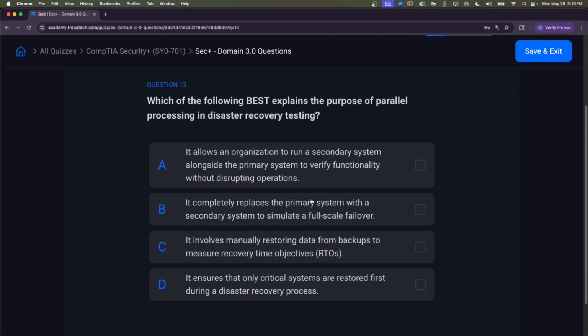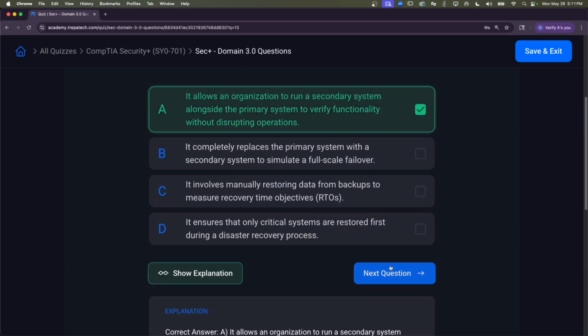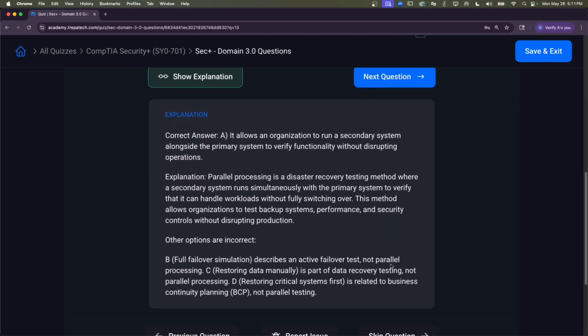Question 13. Which of the following best explains the purpose of parallel processing in disaster recovery testing? So again, another disaster recovery test. Parallel processing is when our primary and our secondary are running at the same time, side by side, in parallel. So this one's going to be A. It allows an organization to run a secondary system alongside the primary system to verify functionality without disrupting operations. So we're not taking down anything in production to test something, right? Pause the video if you'd like to read the explanation.